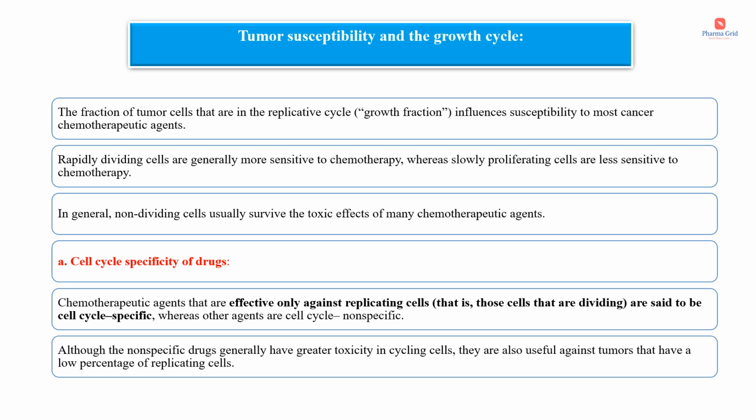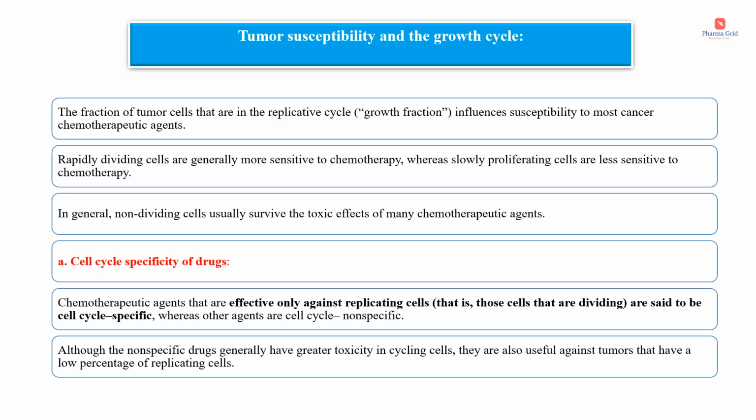The fraction of tumor cells that are in the replicative cycle is known as the growth fraction. This growth fraction influences the susceptibility to most cancer chemotherapeutic agents. Rapidly dividing cells are generally more sensitive to chemotherapy, whereas slowly proliferating cells are less sensitive to chemotherapy. So in general, non-dividing cells usually survive the toxic effects of many chemotherapeutic agents.